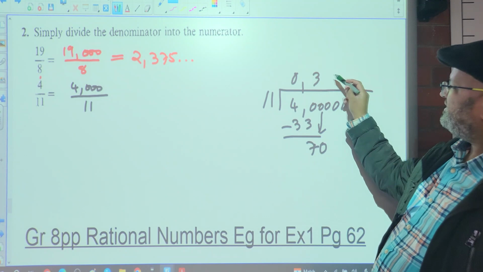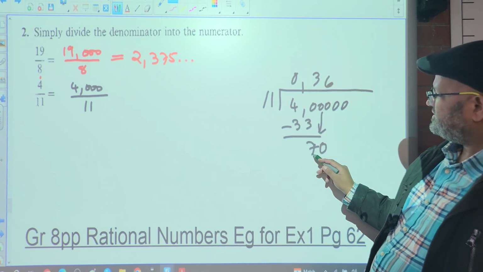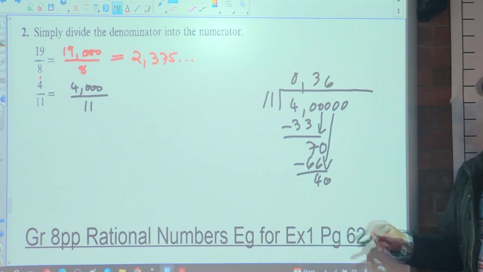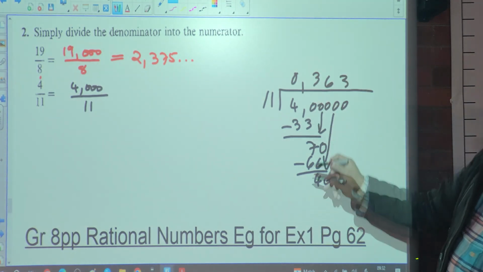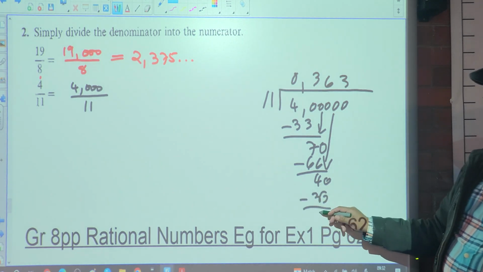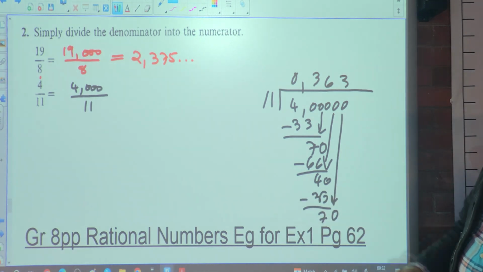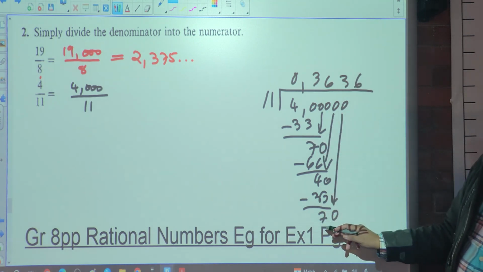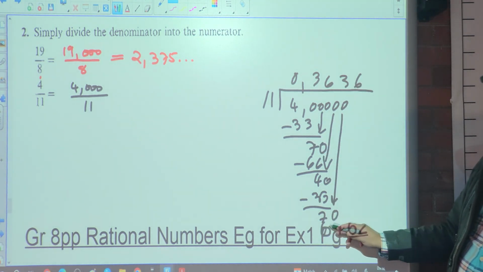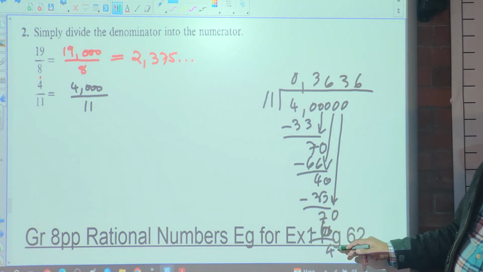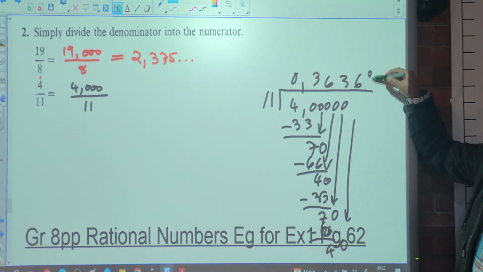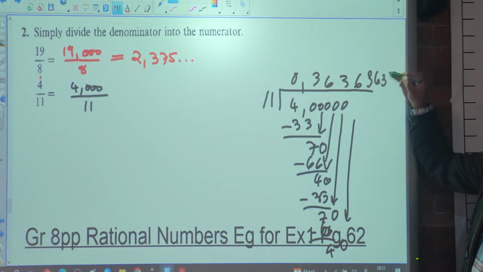11 goes into 70 6 times. 6 times 11 is 66. Subtract, you get 4. Bring down there, 0. 11 goes into 40 how many times? 3. 3 times 11, 33. Minus, gives you 7. Bring down there, 0. 11 goes into 70 how many times? 6. 6 times 11, 66. Subtract, you get 4. Bring down the 0. So what do you notice? What's the next number going to be here? 3. Then 6, and so on and so on.